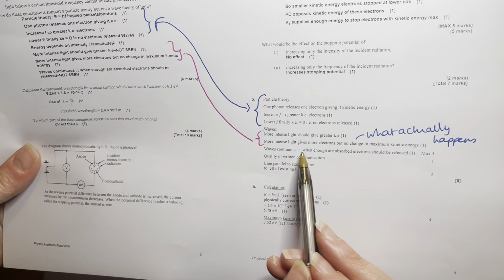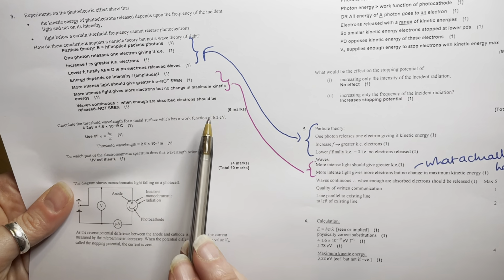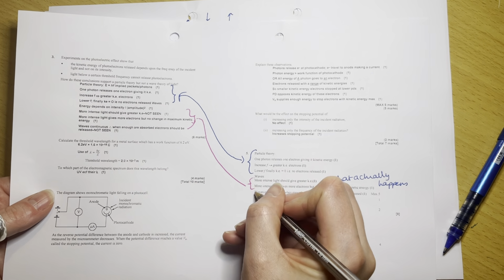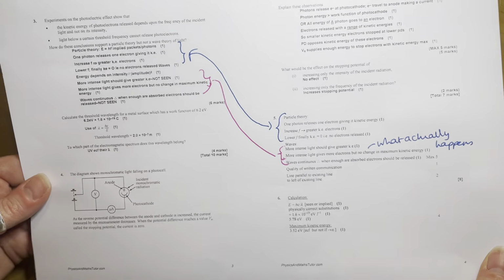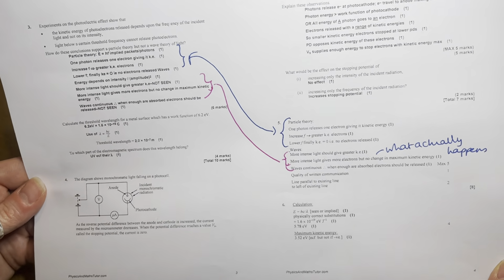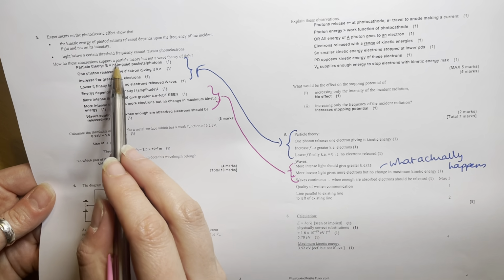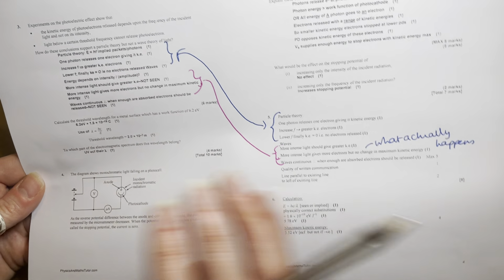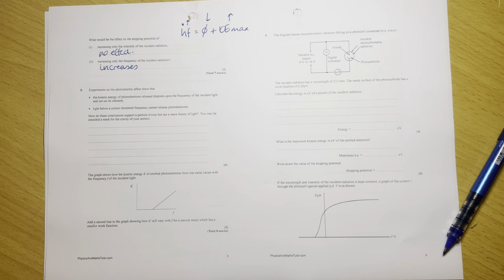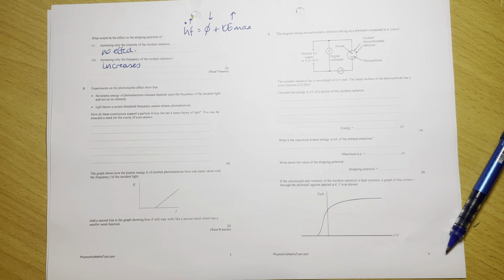If waves are continuous, when enough are absorbed, electrons should be released. If waves are continuous, when enough are absorbed, electrons could be released. So let's add all that together. It's the same mark scheme, I think word for word. They just haven't got this particle theory, E equals hf, implied packets or photons. So we can use the same answer as before, essentially.